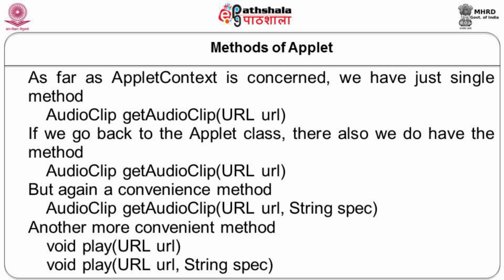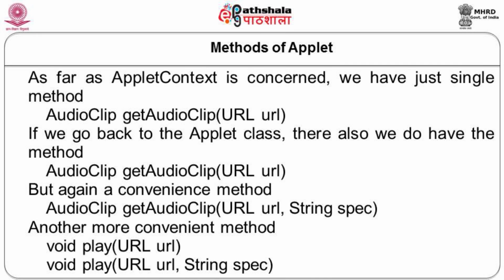As far as applet context is concerned, we have just a single method called getAudioClip to return the object of AudioClip from a URL. If we go back to the applet class, corresponding to this we do have the method getAudioClip, but again a convenience method called getAudioClip with 2 parameters. We understand how it is convenient. We have already seen it in the case of getImage. So similarly, getAudioClip also has overloading, to return us an audio clip.